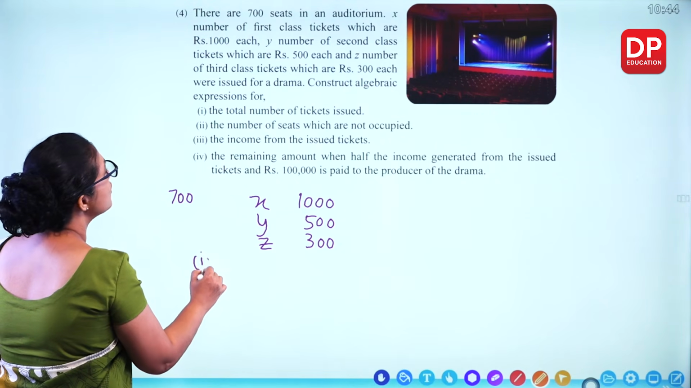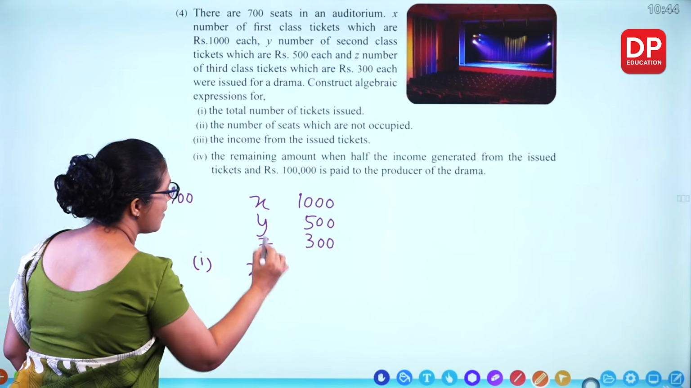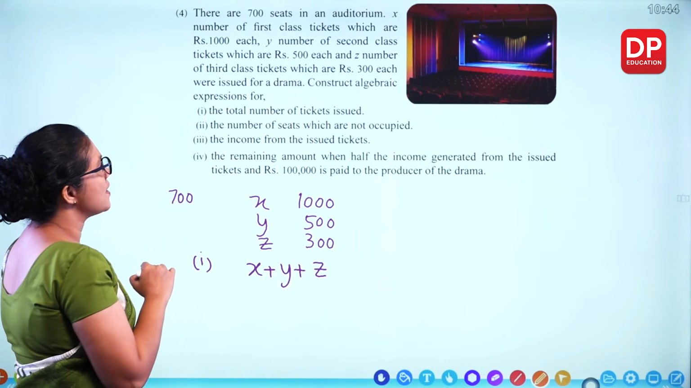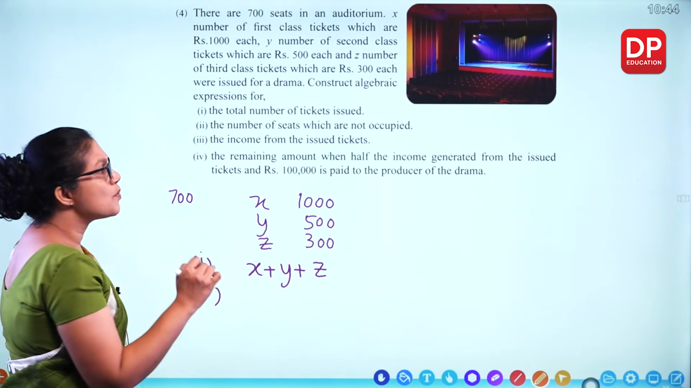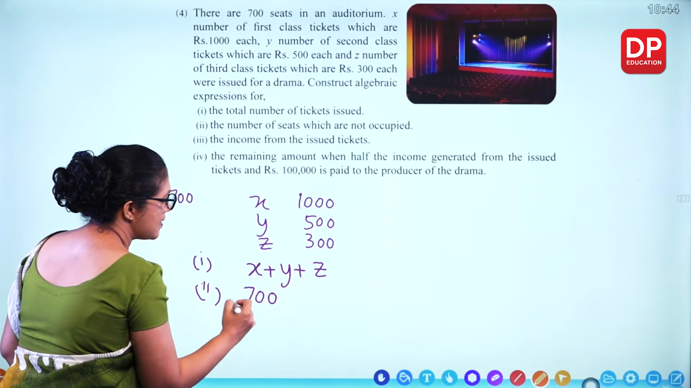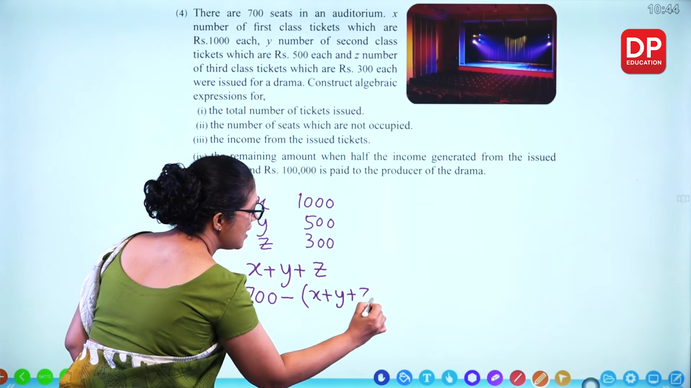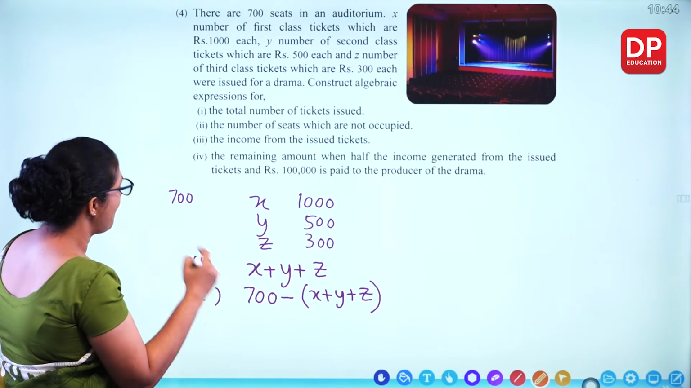First one, the total number of tickets. X tickets here, Y here, and Z number of tickets. That's X plus Y plus Z. The number of seats which are not occupied, altogether 700 seats are there. When you subtract X plus Y plus Z, you get the seats that are not occupied.